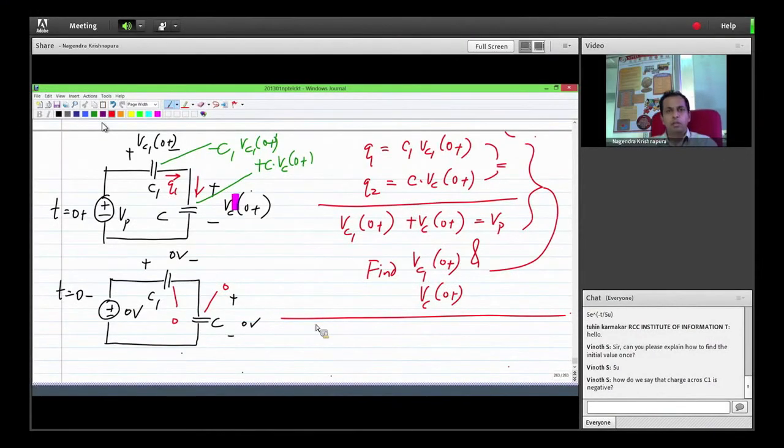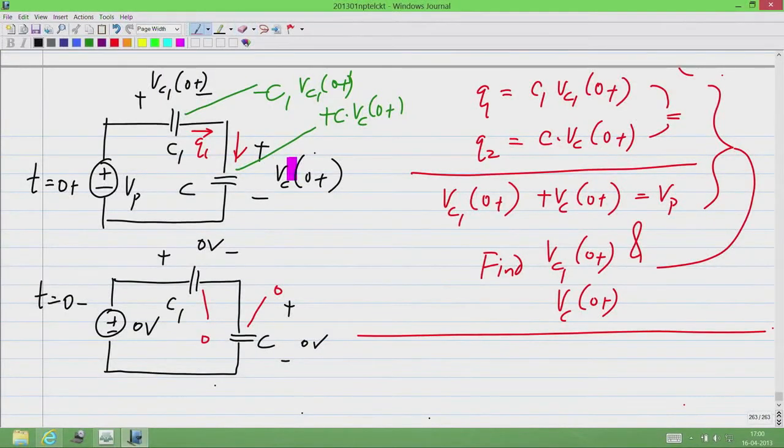Now, the charge across C1 is not negative, it just goes from the definition of voltages. Okay. So, there is no meaning to saying charge across C1 is negative. If you have a capacitor C with a voltage V with this polarity, the charge on this plate is C times V, plus C times V, and the charge on this other plate is minus C times V. Okay. So, that is what happens in any capacitor.